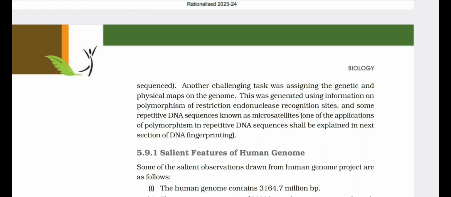On the basis of overlapping regions, sequences were then arranged. All the information of the genome sequence was then stored in a computer-based program. In this way, the entire genome was sequenced and stored as a genome database in computers. Genome mapping was the next goal, achieved with the help of microsatellites, which are repetitive DNA sequences. So this is the overall process of the Human Genome Project.